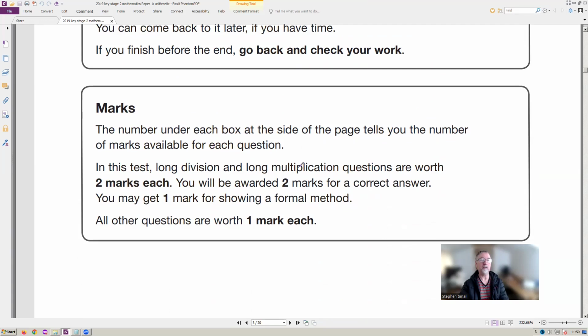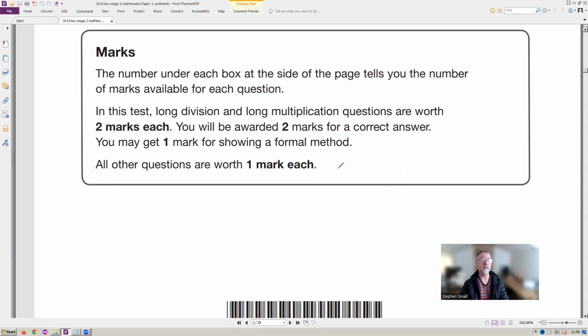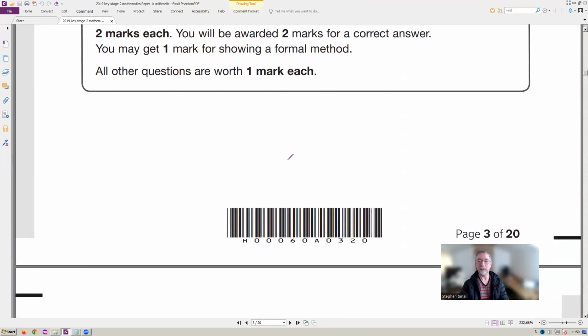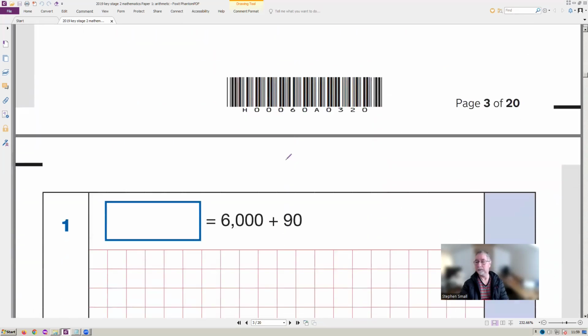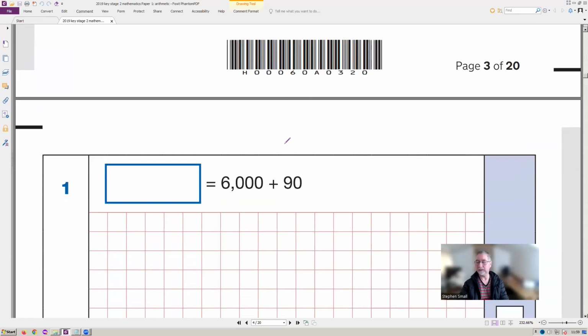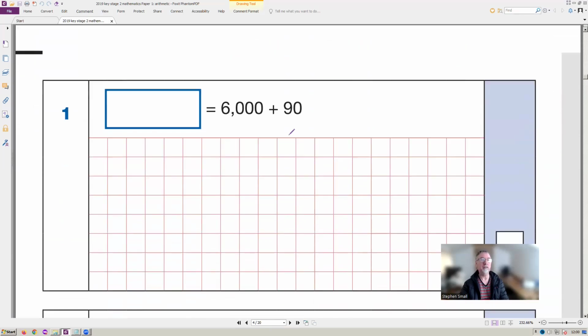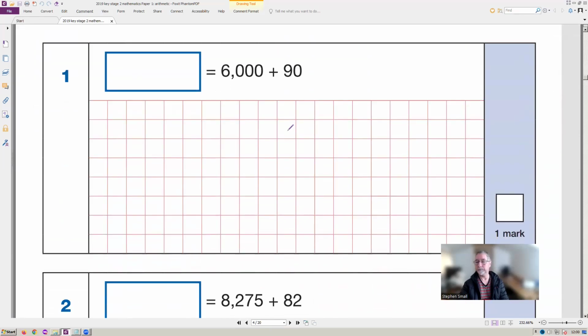If it's in this test, long division and long multiplication questions are worth 2 marks each. 2 marks for a correct answer. You will get 1 mark for showing a formal method. All other questions are 1 mark. Okay. Right, we're at 11:59 then. So if we've got 30 minutes, it should take us, well, 30 minutes, and we'll see how we get on.